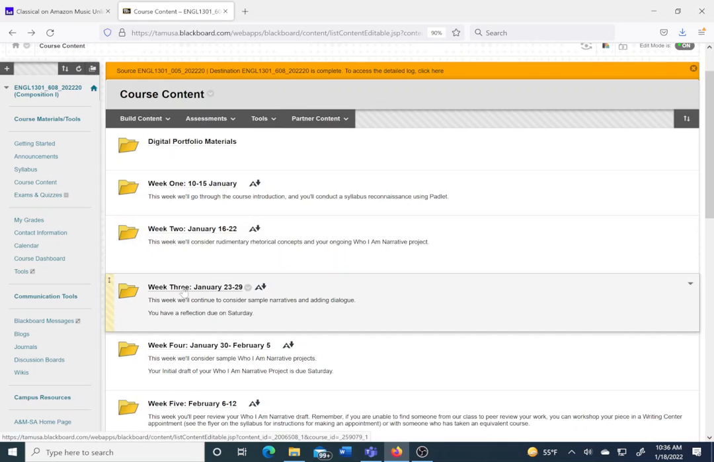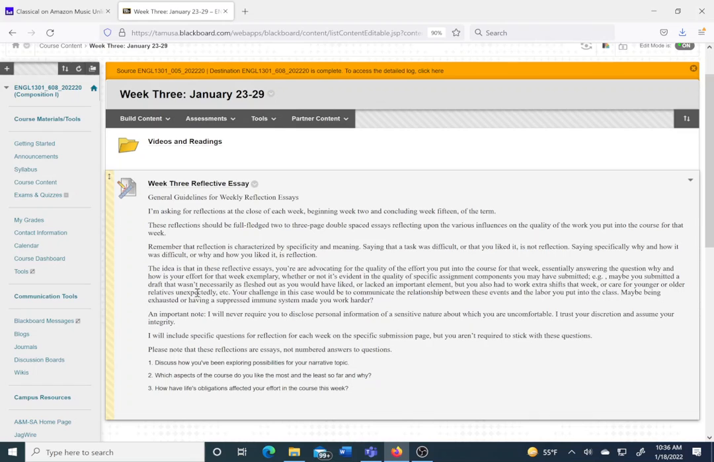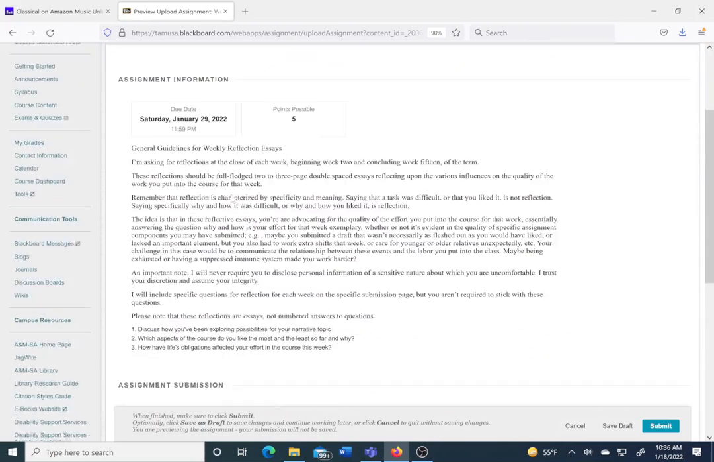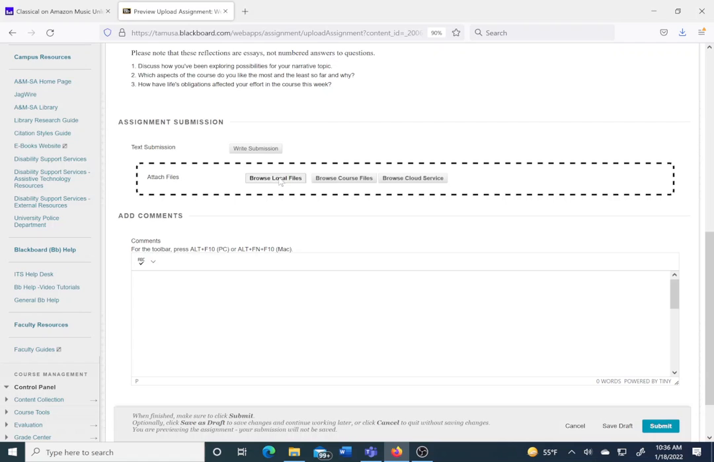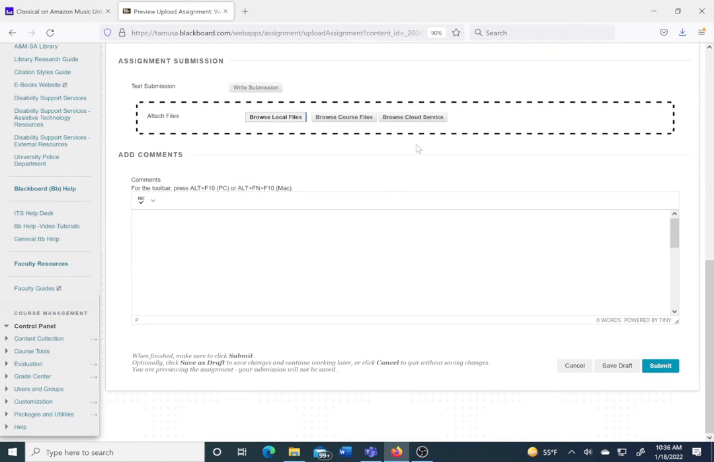Now, when you get to, in your case, week 3, you'll have your first reflective essay due. This kind of explains the rationale of what the reflective essays are asking. That's also in the syllabus itself for you to look at. But when you're ready to turn it in, you would go here. You would click Browse Local Files, and you would actually add your PDF or your Word document, okay?